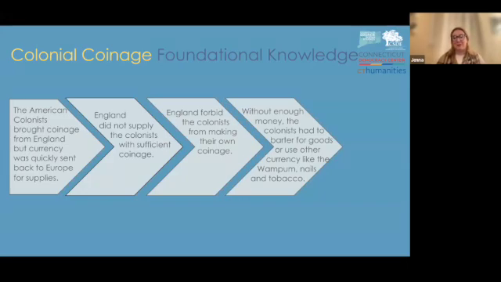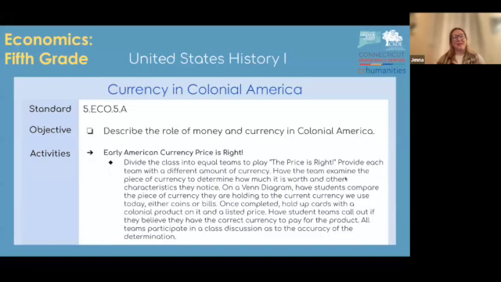There was not a sufficient amount. So England decided that they were going to forbid the colonists, just to make it a wee bit harder, from making their own coinage. So without enough money, the colonists had to barter for goods or use other currency like wampum or nails and tobacco and things that they could trade in order to get what they needed. So that's foundational knowledge that all leads up to understanding the role of money and currency in colonial America.